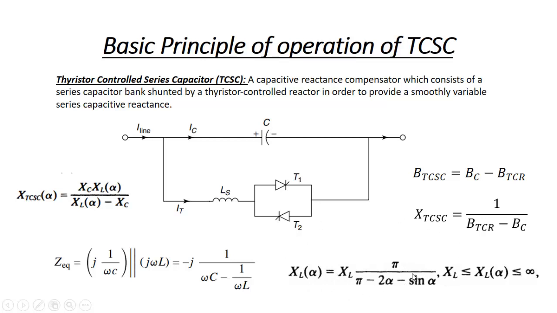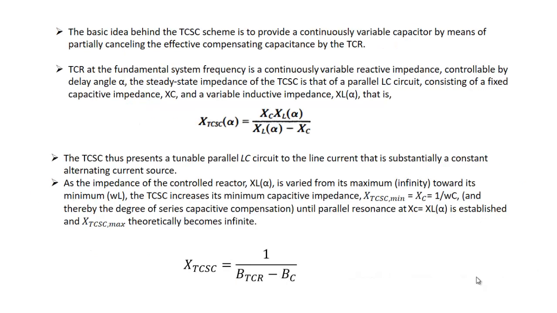Why does this XL vary? When alpha is equal to 0, BTCR will be at its maximum value, and this XL alpha will have the minimum value of XL. When alpha is 90 degrees, this BTCR will be equal to 0, so this whole will be equal to 0, and this XL will then be equal to infinity. That's how it has been shown like this. So keeping these things in mind, we can see how this operates for different values of alpha.